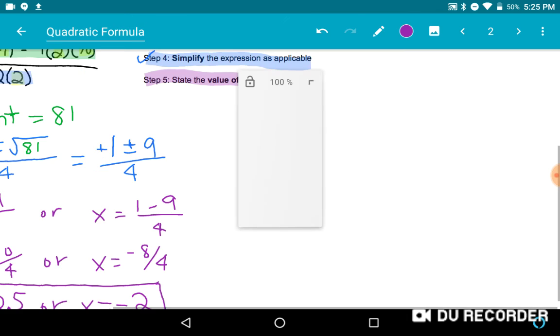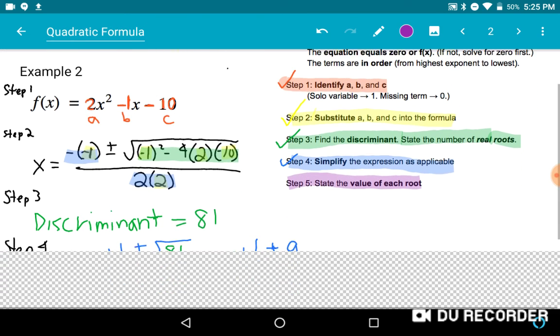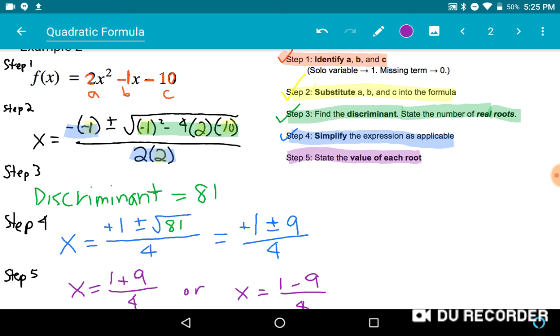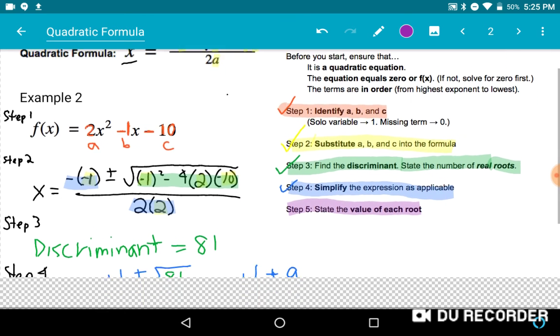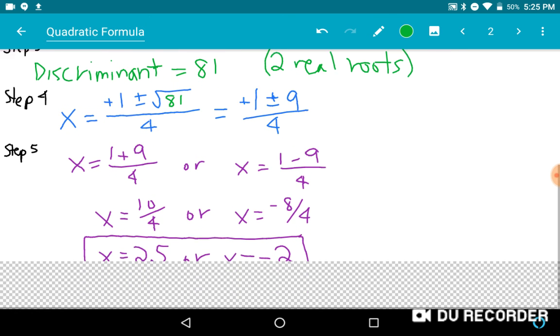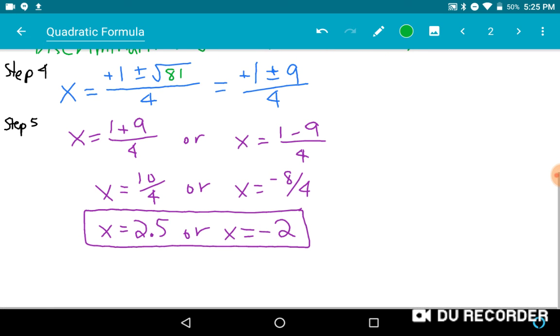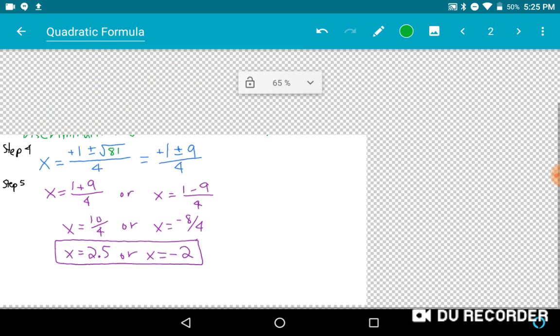So if we take a look back, right, we started with step 1. In step 2, we wrote everything. We put it into the original formula. We figured out the discriminant was 81. That meant 2 real roots. But those roots could be simplified beyond 81 to actually use the number 9 and get final answers that are rational numbers. So there we have it.